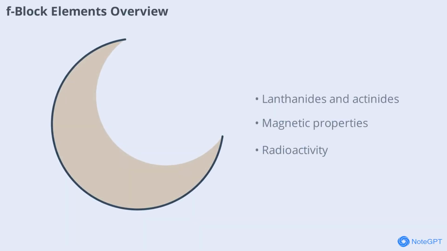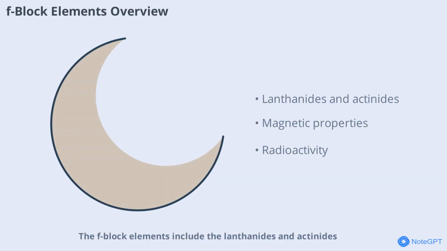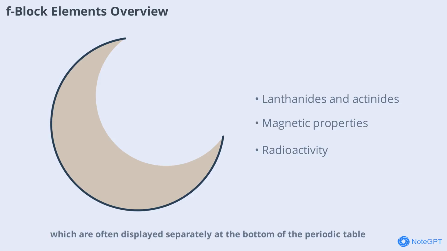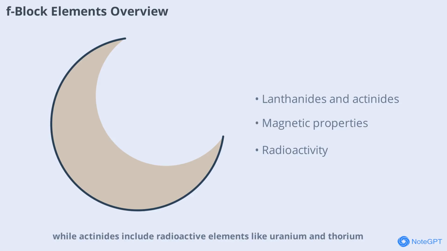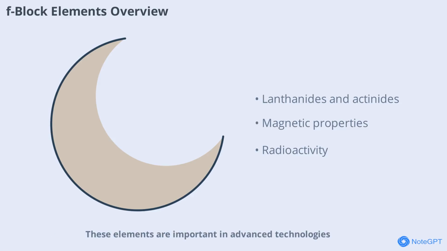F-block elements include the lanthanides and actinides, which are often displayed separately at the bottom of the periodic table. Lanthanides are known for their magnetic and phosphorescent properties, while actinides include radioactive elements like uranium and thorium. These elements are important in advanced technologies, such as nuclear energy and electronics. Understanding the chemistry of F-block elements is essential for students aiming to excel in inorganic chemistry.